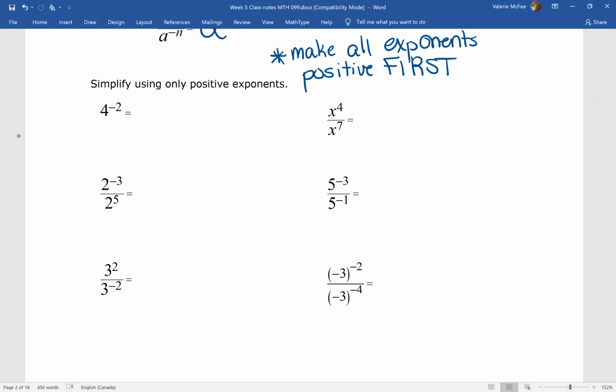That doesn't have to happen all of the time, but I find it's generally easier for people to work with positive exponents. So in our first example, 4 to the power of -2, we just need to flip that over. And then we have a +2 in the denominator. This equals 1 over 16.